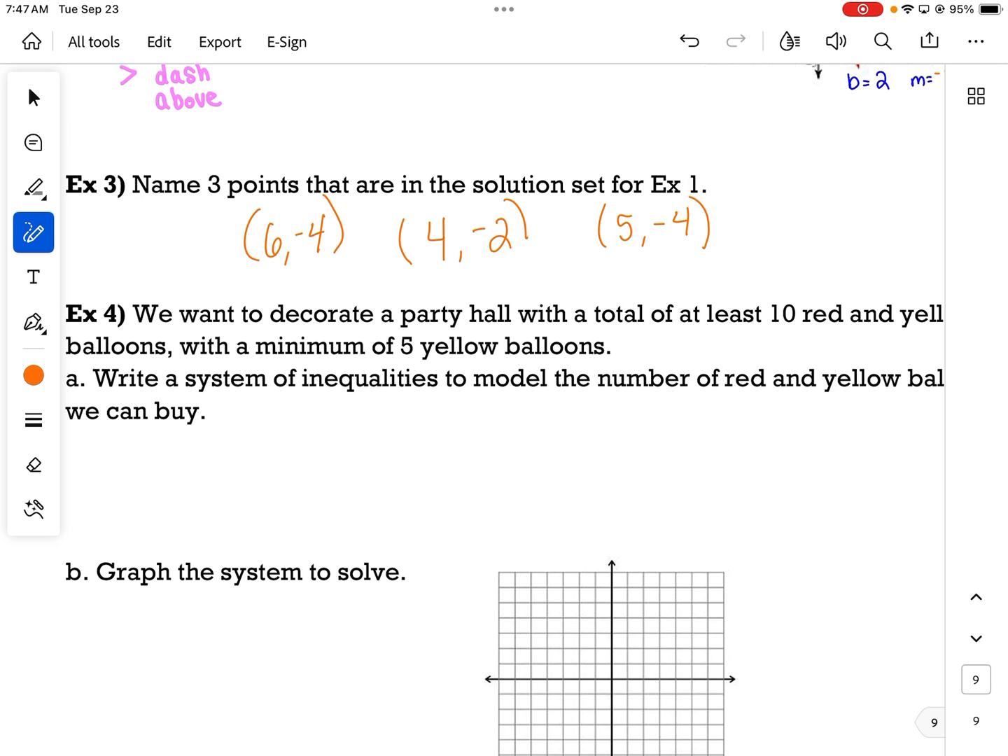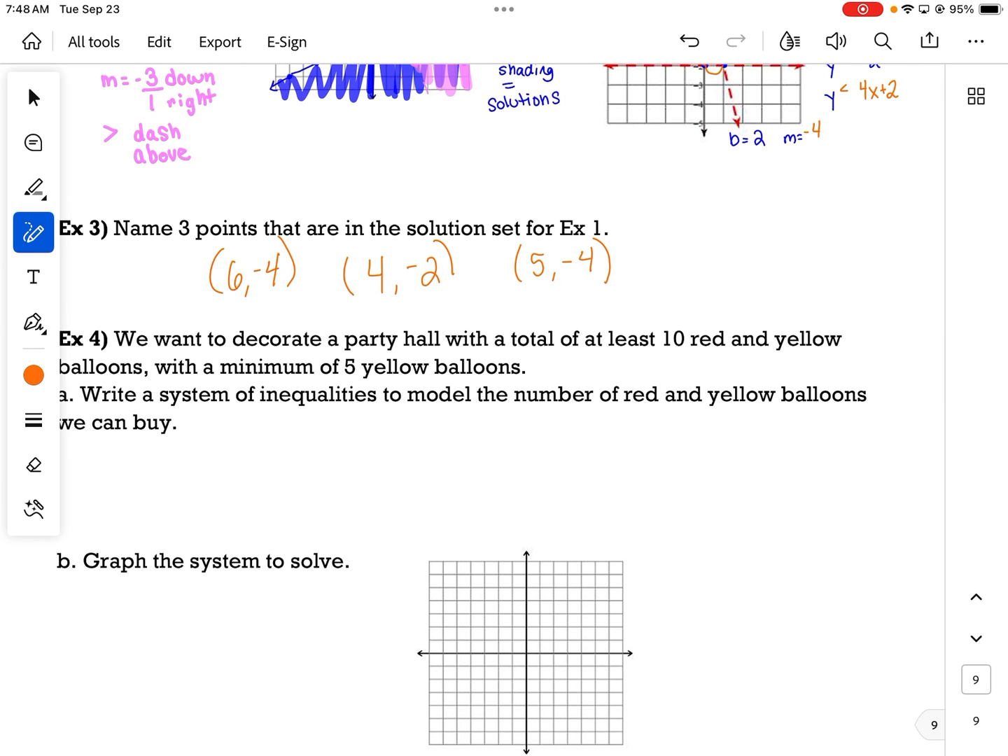Okay, the next problem. We want to decorate a party hall with a total of at least 10 red balloons and yellow balloons, with a minimum of 5 yellow balloons. Write a system of inequalities to model the number of red and yellow balloons we can buy. So let's just think about it. Not even mathematically. Let's just think about it. We want to decorate with a total of at least 10. So how many could we have if I say at least 10?